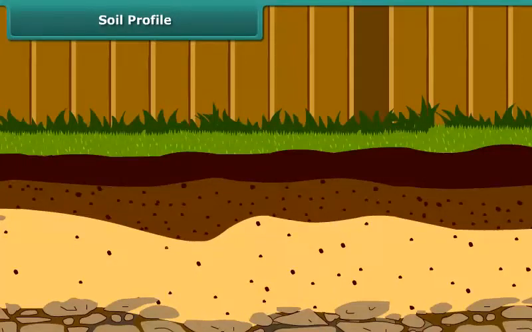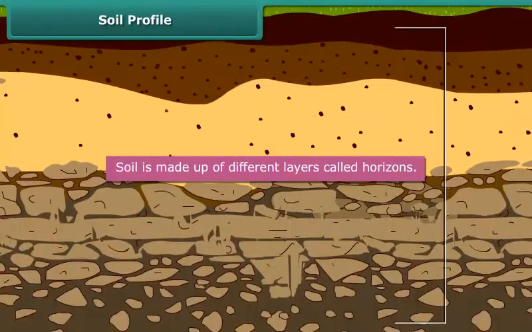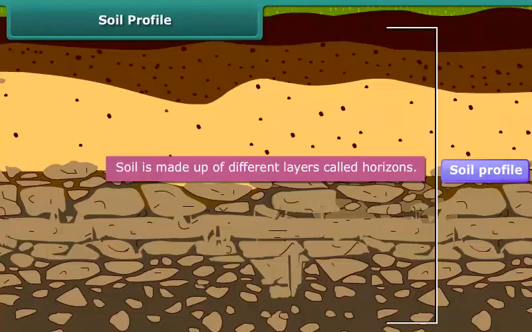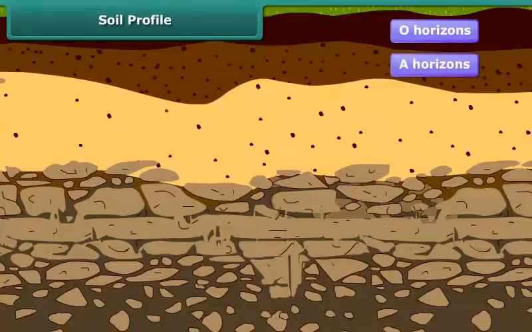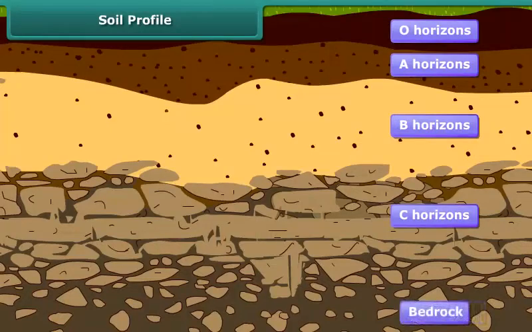Soil profile. Soil is made up of different layers called horizons. Each horizon has its own characteristics. A soil basically has 5 horizons, namely O, A, B, C, and bedrock.